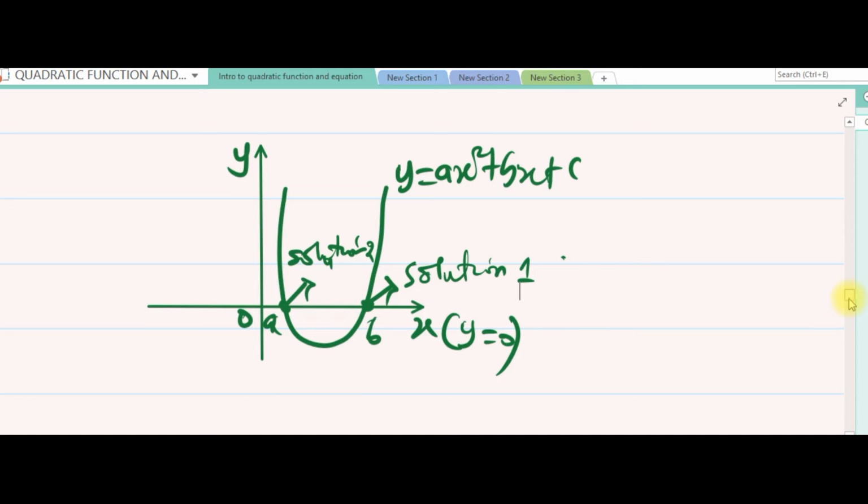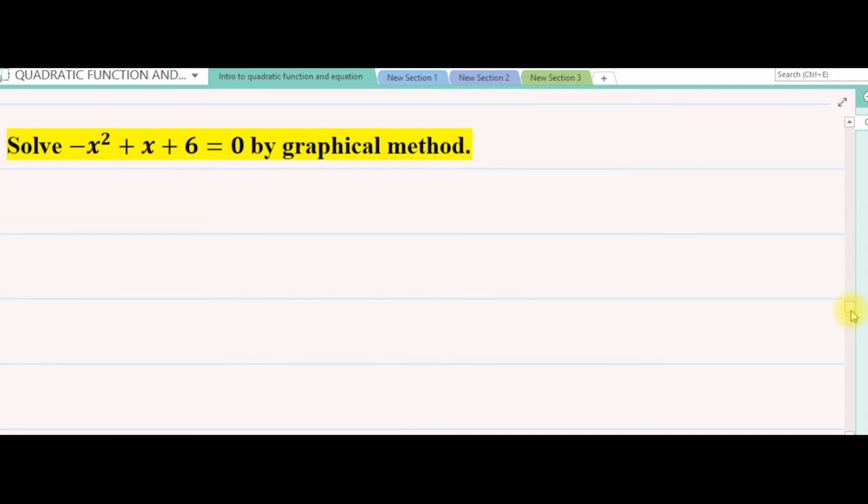So example, if you are given, we are asked to solve this. Solve minus x squared plus x plus 6 equal to 0 by a graphical method. The first thing here, we need to graph y equals minus x squared plus x plus 6. In graphing this we need a table of values, so we need to draw a table of values, and in drawing it we need some x interval to get the corresponding y values.